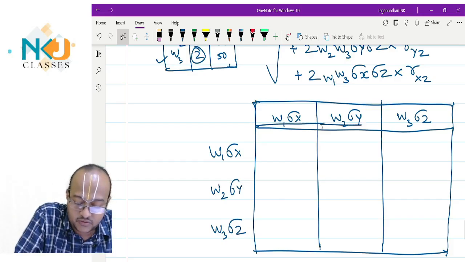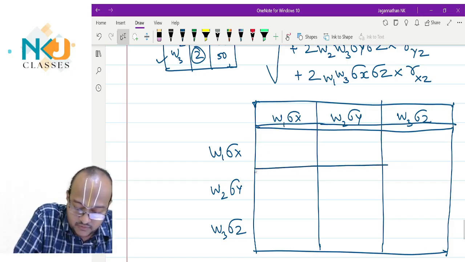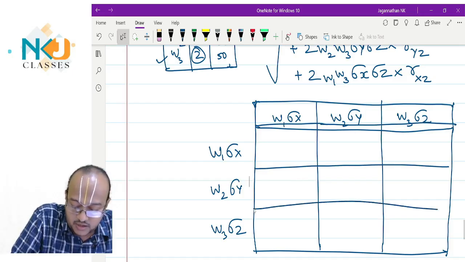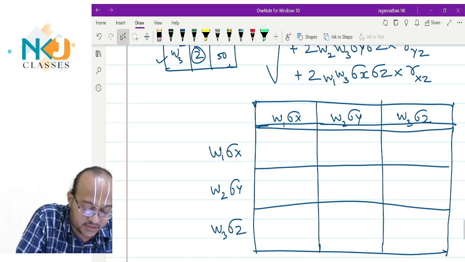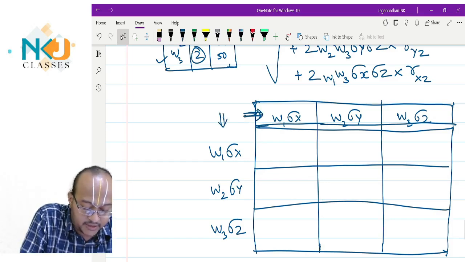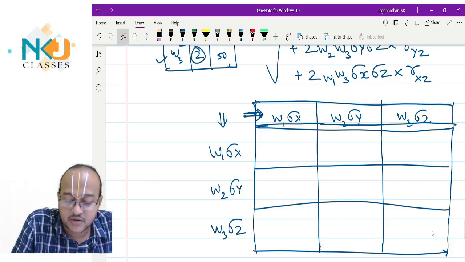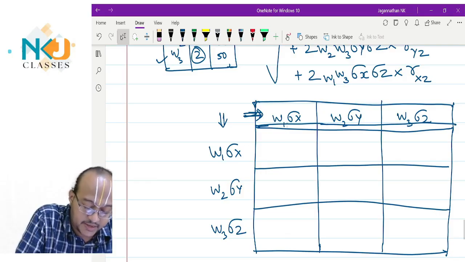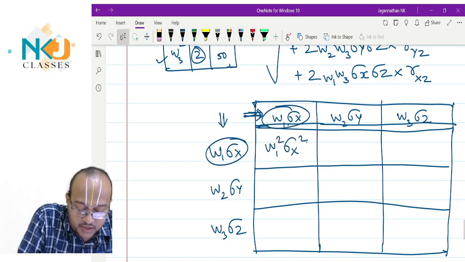I will explain you. Here in the matrix, you have 9 boxes. Can you see this? Forget about this one and this one, this is for reference. The matrix contains 9 boxes. Very simple. In the matrix, multiply this number with this number: W1 square sigma x square, correct?